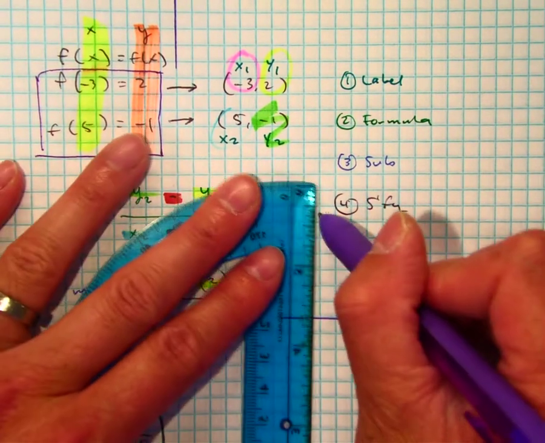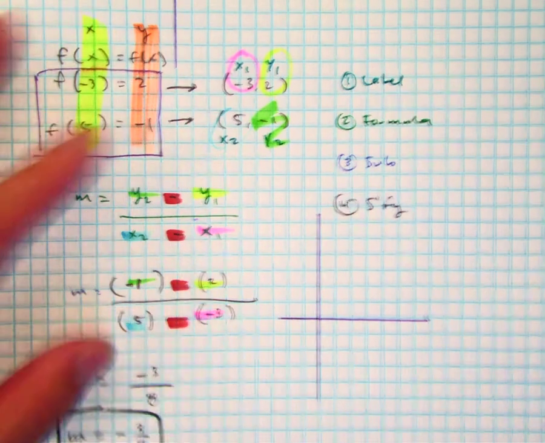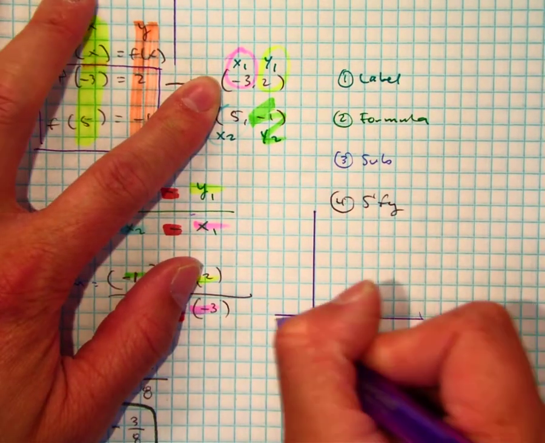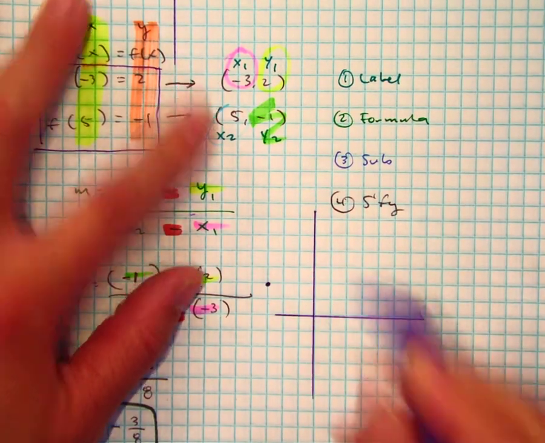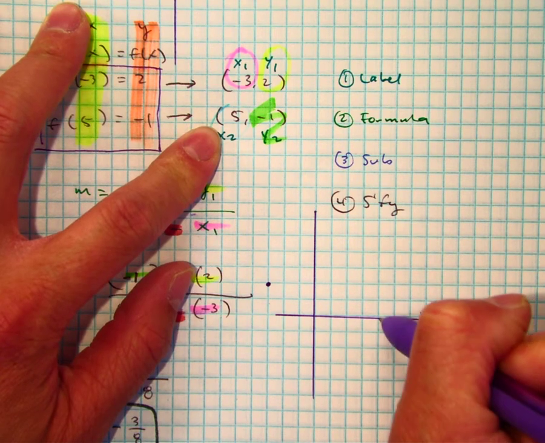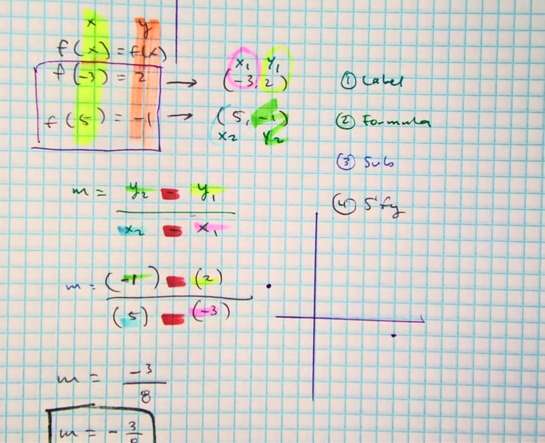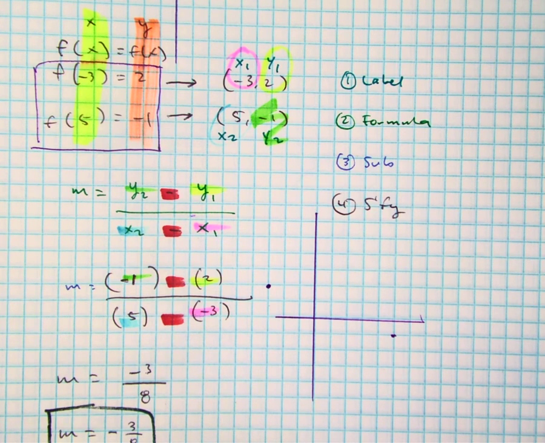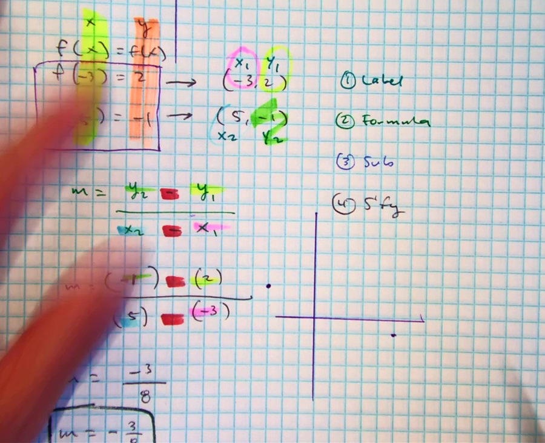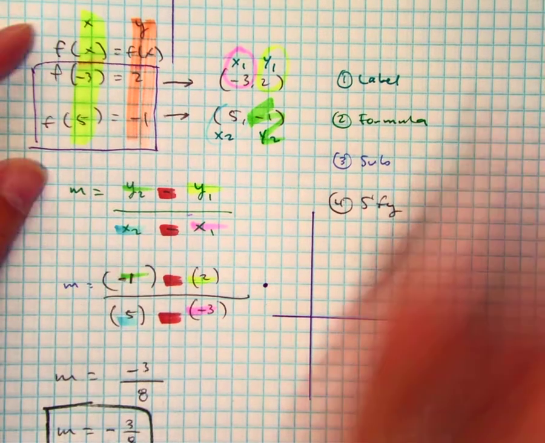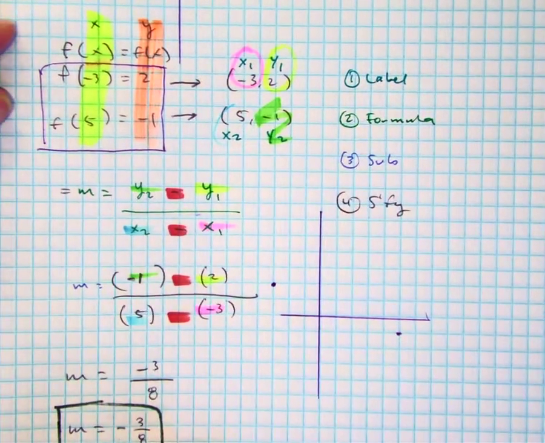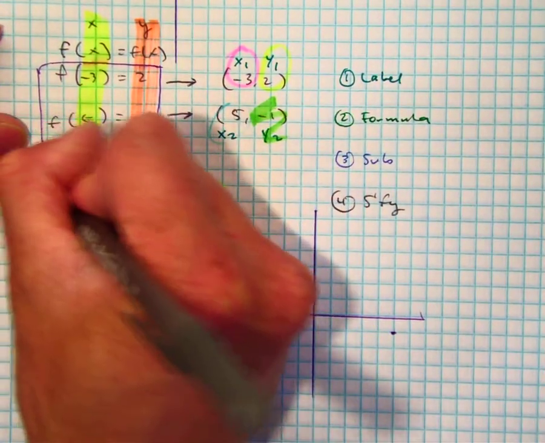So now I'm just showing you guys average rate of change, or slope, graphically. So -3, 2: left 3, up 2. 5, -1: right 5, down 1. And then here I'm just counting slope. So slope is rise over run. So this is the graph.